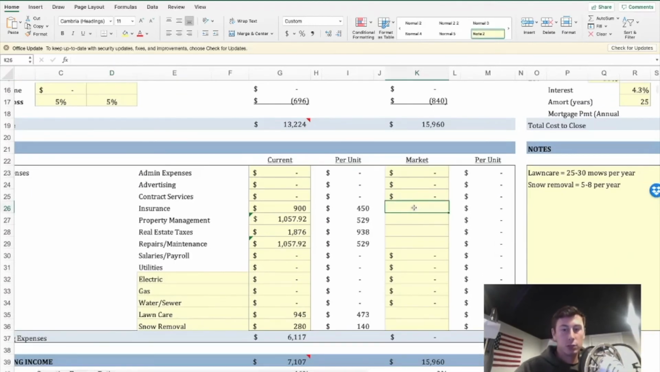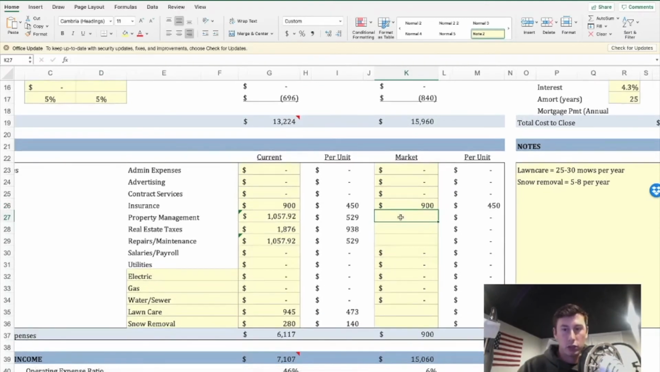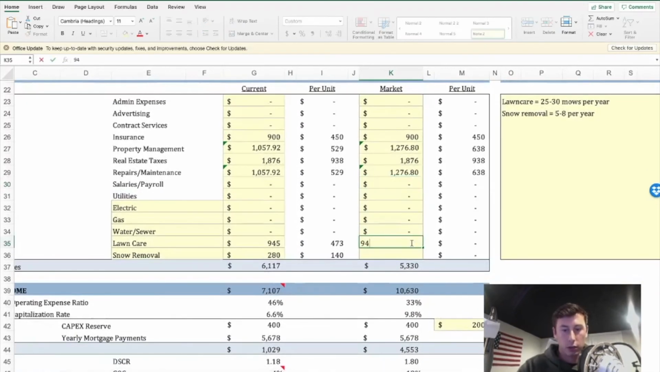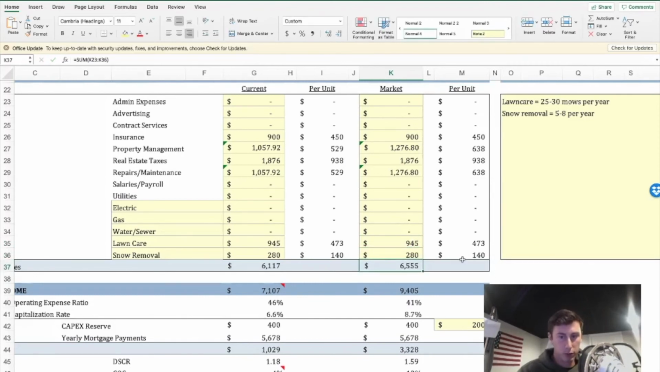So let's fill out these expenses really quick. The insurance is going to be the same. The property management, let's see, that times 8%. And if you're self-managing, take that number out, all the better. Real estate taxes are going to be the same, 876. And then repairs and maintenance, let's do that times 8% again. Okay, and then lawn care would be the same. Snow removal would be the same.